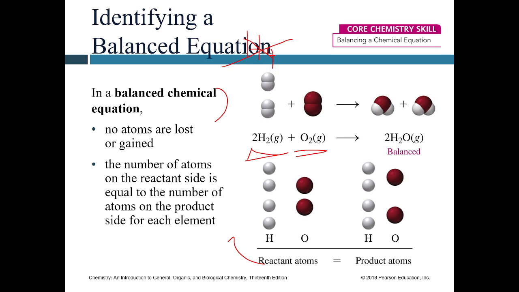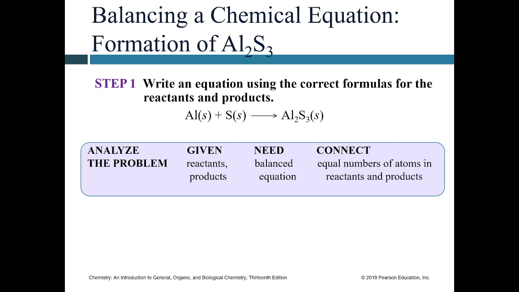So the G in parentheses, that means it's gas. So this is a gas here. Those are all gases. Okay. All right, so let's write the equation using the correct formulas for the reactants and products. Right here we have our reactants, right? Here we have our products. Okay.